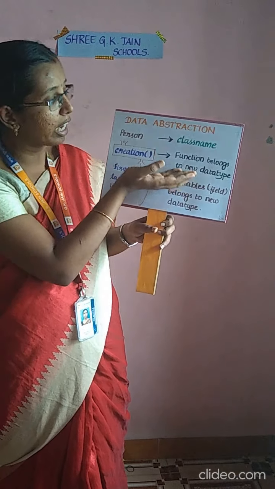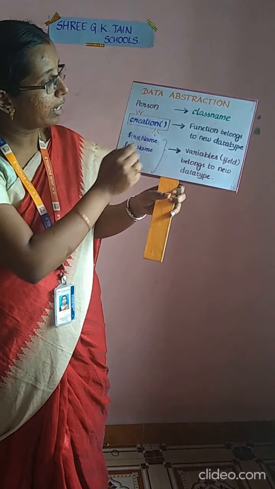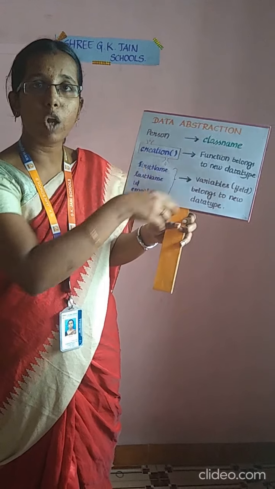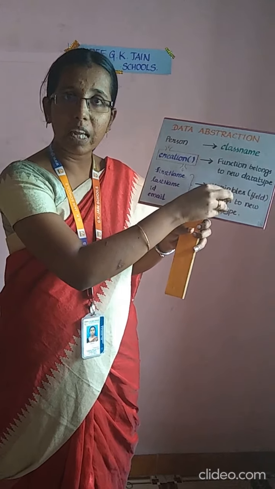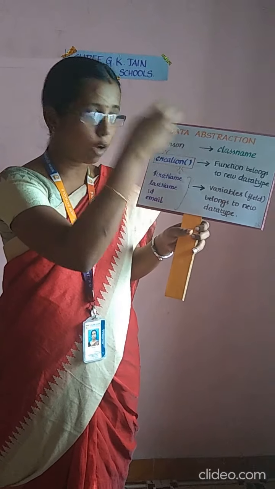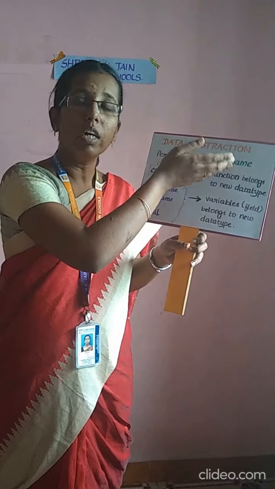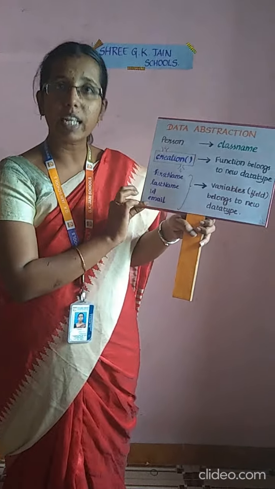And creation will be the function belonging to the data type. Whatever you are defining, that function will belong to the data type. And here the first name, last name, ID, email, all belonging to the person's details, will be called variables, or they can also be called fields, and they belong to the new data type. And this is what we call a structure.